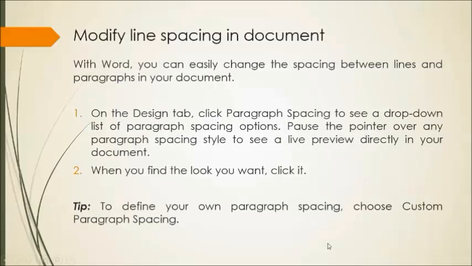So how are we going to modify line spacing in a document? With Word, you can easily change the spacing between lines and paragraphs in your document. On the Design tab, click Paragraph Spacing to see a drop-down list of paragraph spacing options. Pause the pointer over any paragraph spacing style to see a live preview directly in your document. When you find the look you want, you just have to click it. And a tip, to define your own paragraph spacing, you choose Custom Paragraph Spacing.